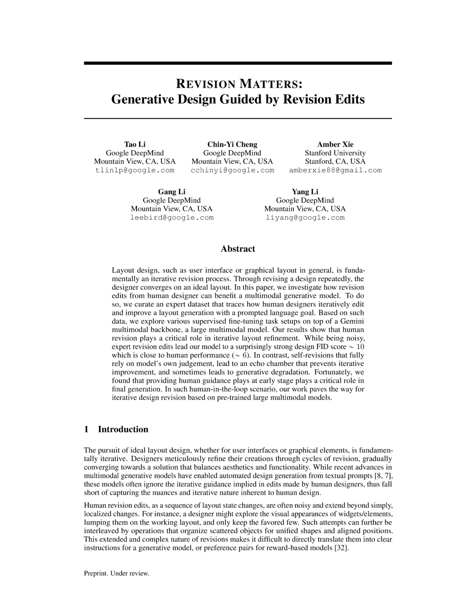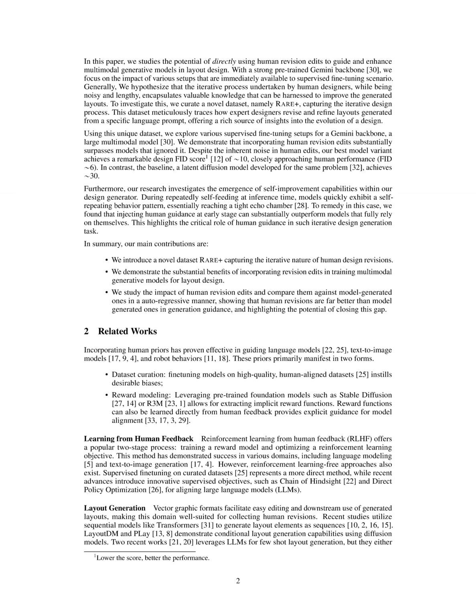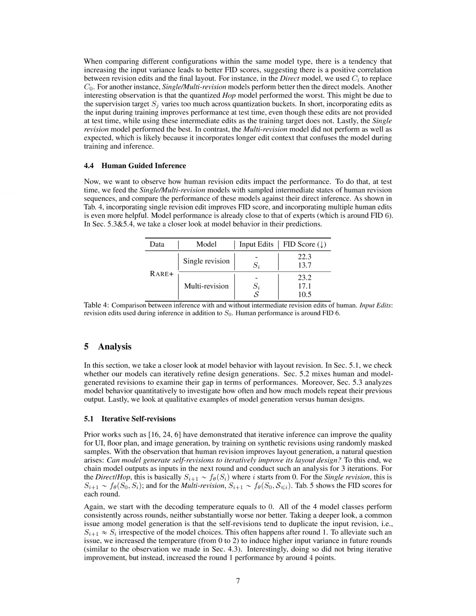The paper compares the performance of models that incorporate human revision edits during training against models that do not use such edits. The results show that models trained with human revision edits significantly outperform those that do not incorporate human guidance. Specifically, the single revision model, which considers a single human revision edit, performs the best, while the multi-revision model, which incorporates multiple human edits, also shows improvement.